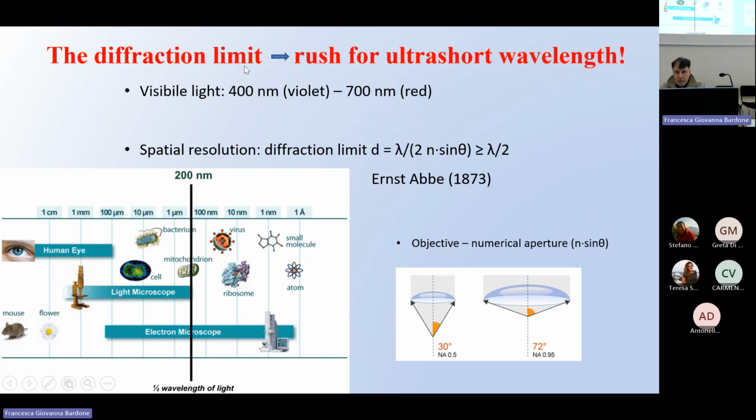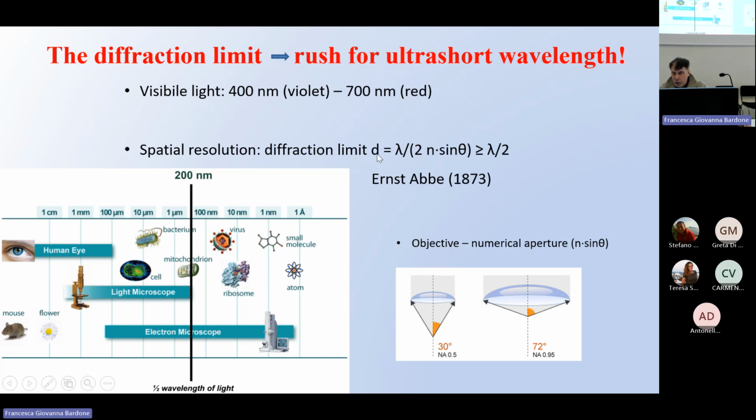So the diffraction limit is a limit related to the wavelength, in which we have the fixation of the smallest object we can observe. This is a diffraction limit, a typical limit in optics. And the spatial resolution of every type of microscope, optical, electron, whatever, every type of microscope, the spatial resolution is limited by the diffraction limit.